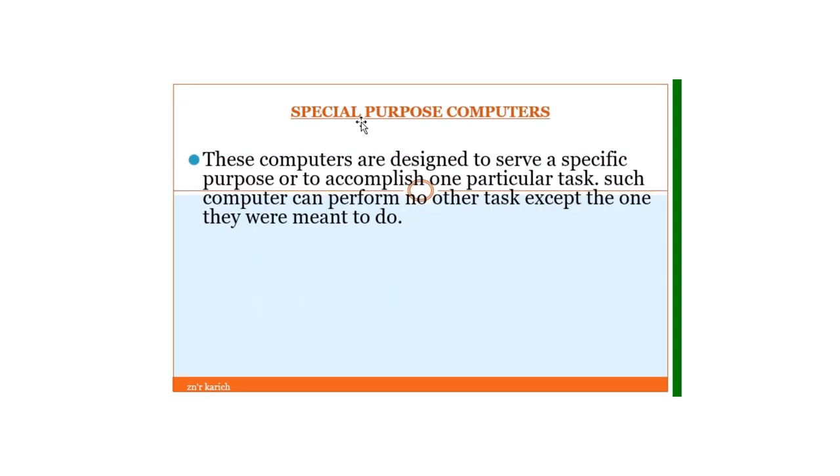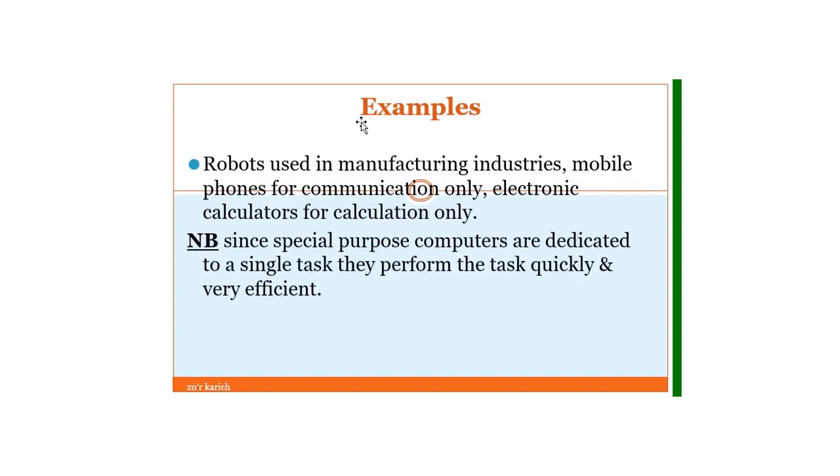When you speak of special purpose computers, we say that special purpose computers are designed to serve a specific purpose or accomplish a specific task. Such computers can perform no other task except the one they are meant to. Examples, we have robots which are used in manufacturing industries, mobile phones for communication only, and electronic calculators for calculations only. And since special purpose computers are dedicated to a single task, they perform the task quickly and very efficiently.